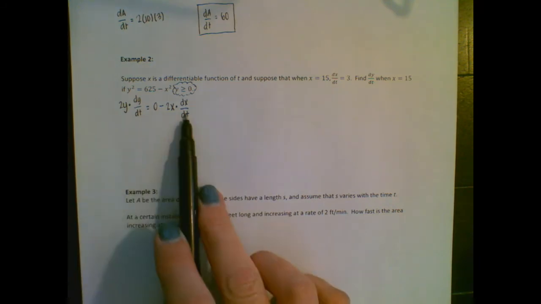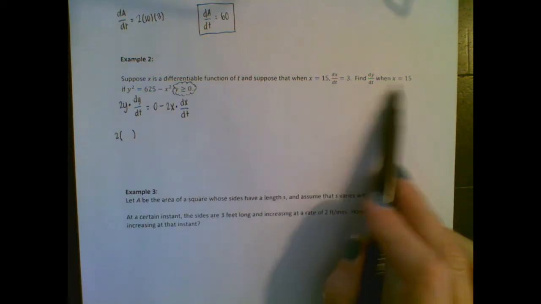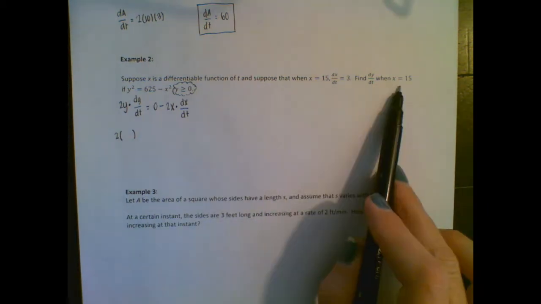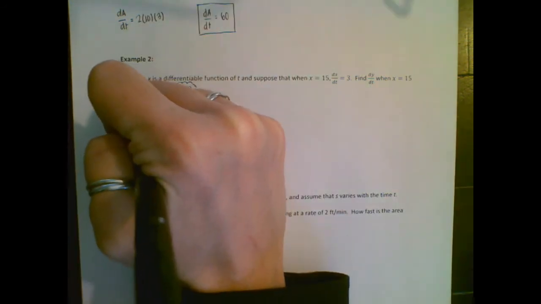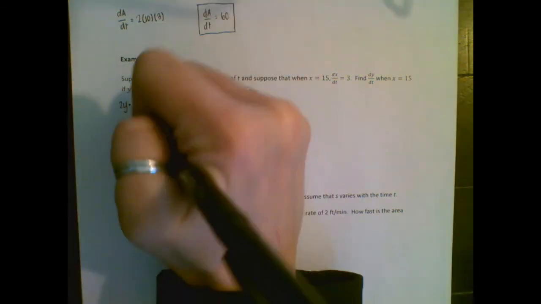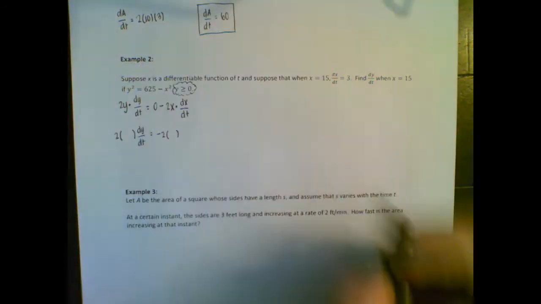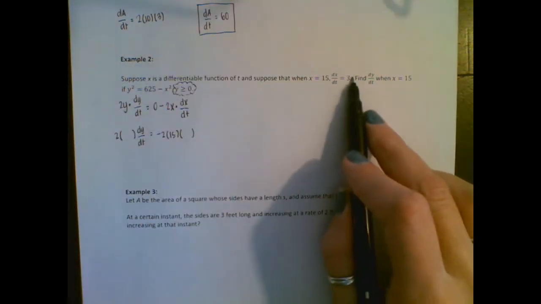So then I'm going to start filling in what I have here. I'm going to pull down the 2. But I'm noticing that right now I don't have any information about y, so we'll come back to that in a second. I know that I'm looking for dy/dt, so I'm going to leave that as my variable here. And then on this side of the equation, I'm left with a -2. We know that x is equal to 15, and we know that dx/dt is equal to 3.